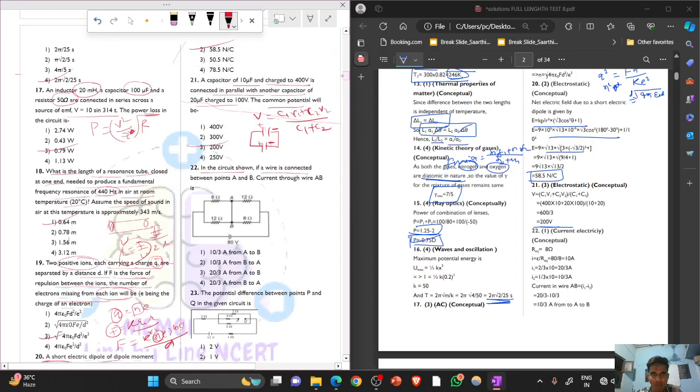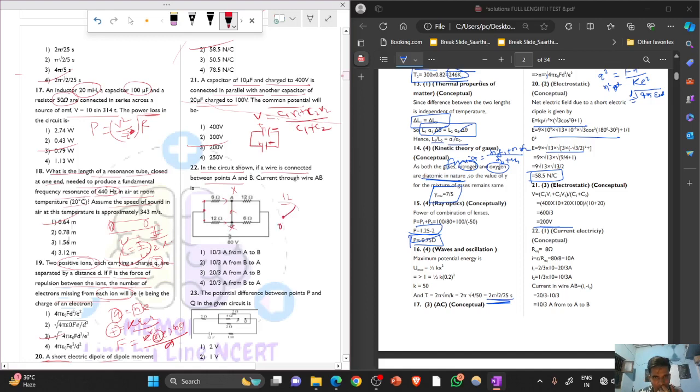In the circuit shown, if a wire is connected between points A and B, find the current through the wire. First, you just need to solve it out. You first need to understand the circuit: this is 6 upon 12, that is 1 upon 2, and this is 12 upon 6, that is 2. You first need to understand that the potential will be the same here.